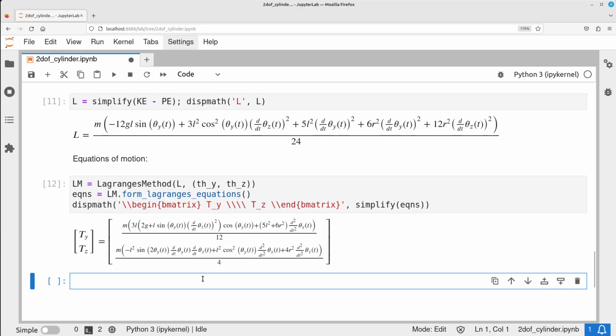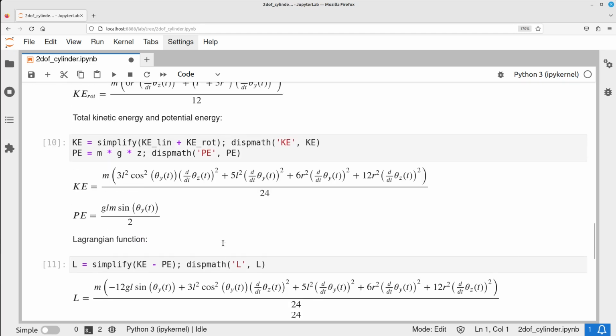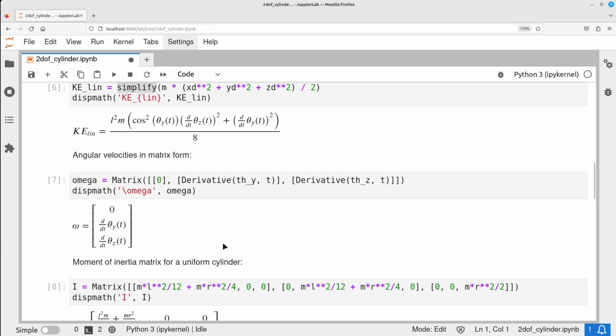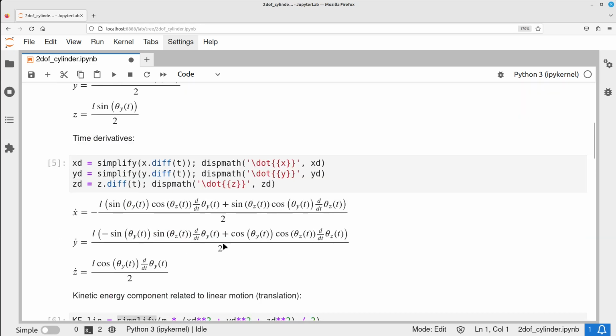So this is just one example that is still pretty simple, but it kind of shows you a 3D example.